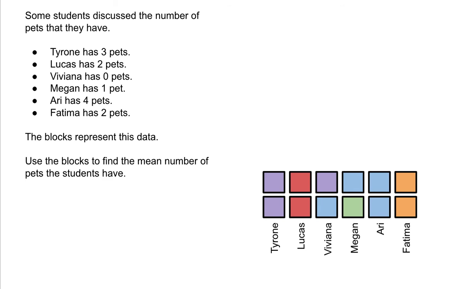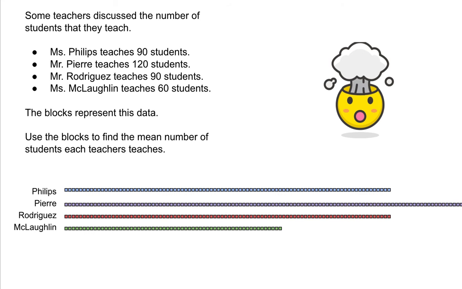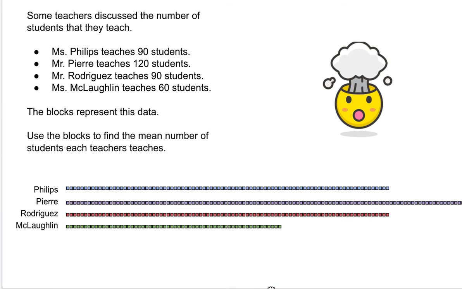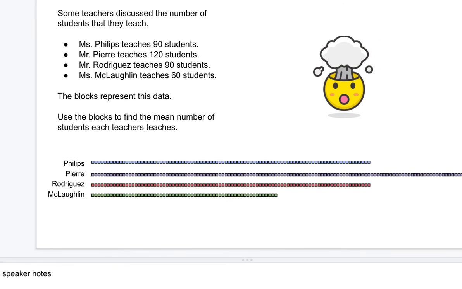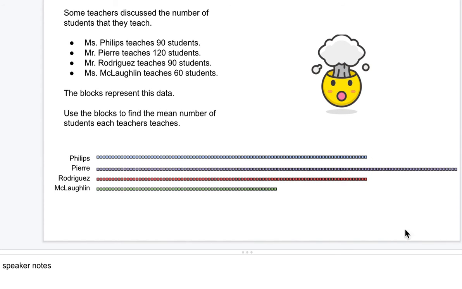Okay, now here's a really big one. Think about this one. Here's some teachers. They're talking about the number of students that they have. Oh my gosh, it doesn't even fit on the screen. There we go, now it fits on the screen. So Ms. Phillips has 90 students, Mr. Pierre has 120, Mr. Rodriguez has 90 students, and Ms. McLaughlin has 60 students. Would you want to rearrange those blocks to make them all the same?